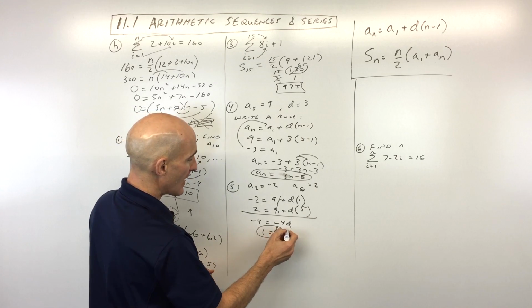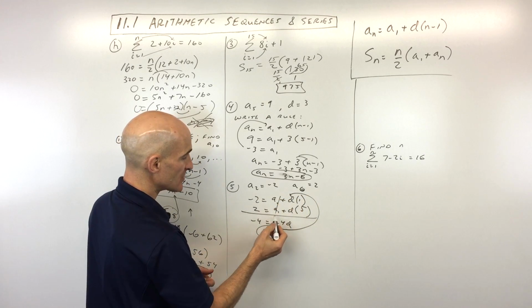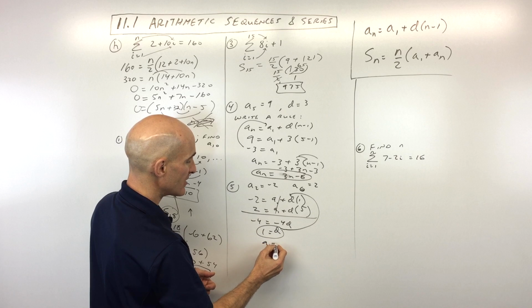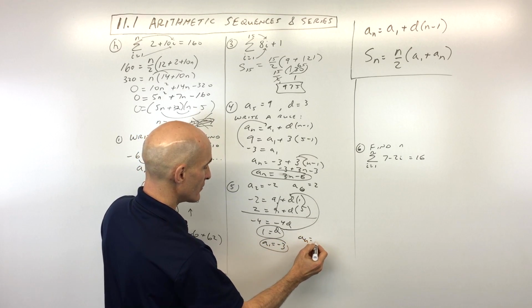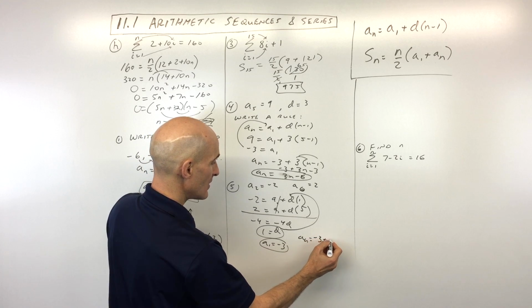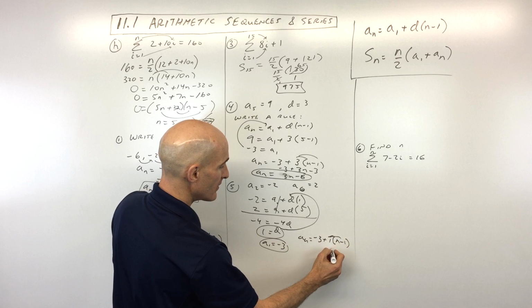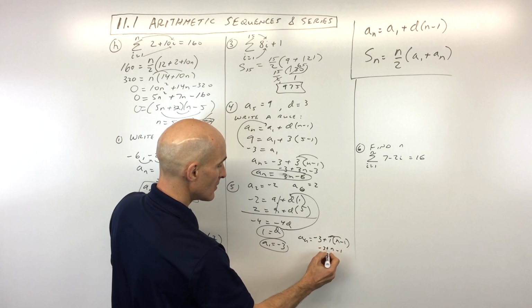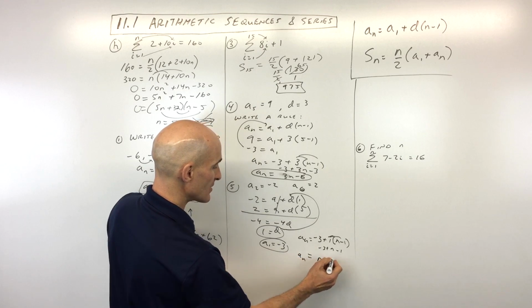If we put 1 back in for d, let's say right here, 1 times 1 is 1. If I subtract the 1, you can see a sub 1 is equal to negative 3. So now, if we put it all back together, the first term is negative 3. The common difference is 1. And we can distribute the 1. That's n minus 1. So that gives us n minus 4 equals a sub n.